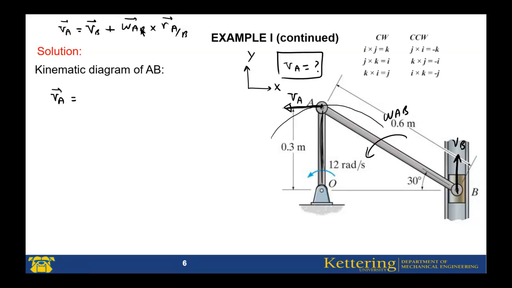Now, start with the velocity of A. You know that velocity of A will be in the minus x direction, or minus i direction. However, I want to find it. How? This crank rotates. Now, to find the velocity of A, which equation should I use?